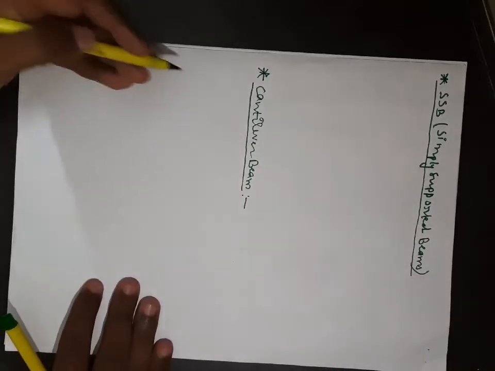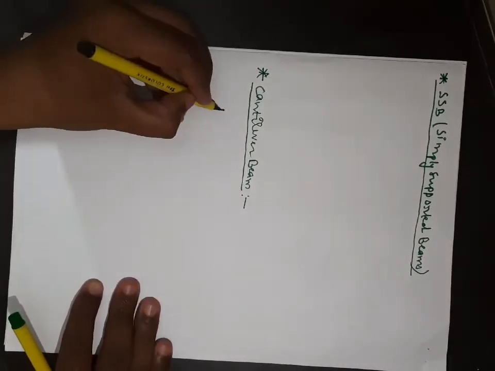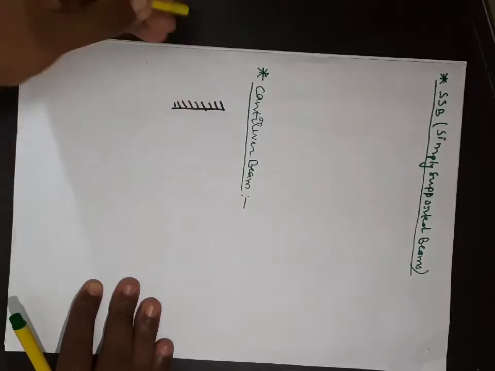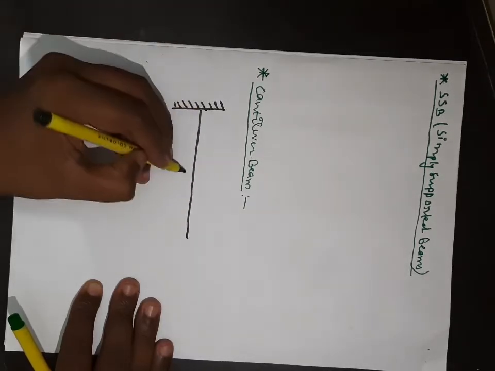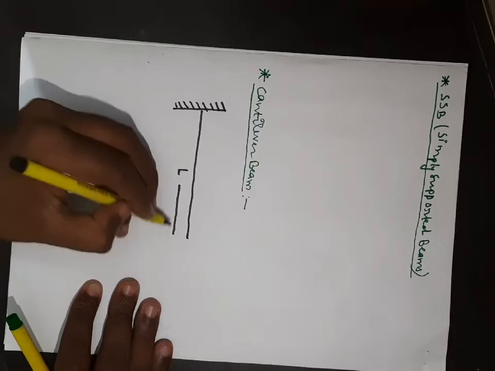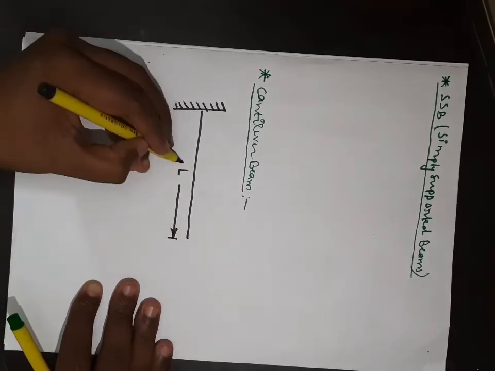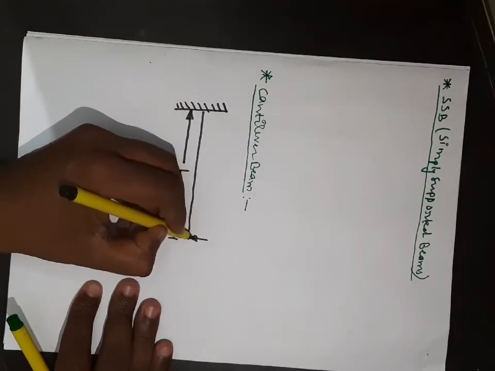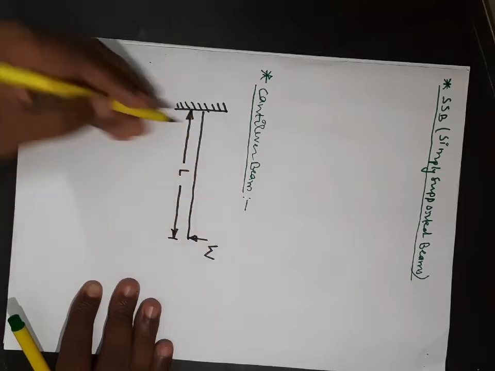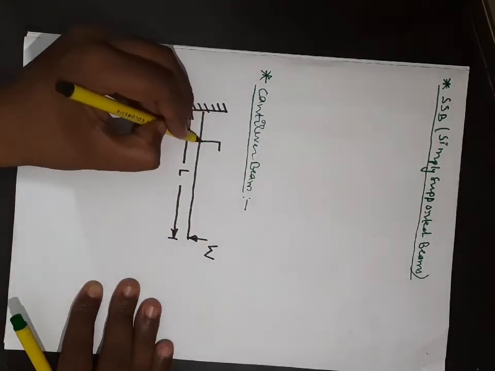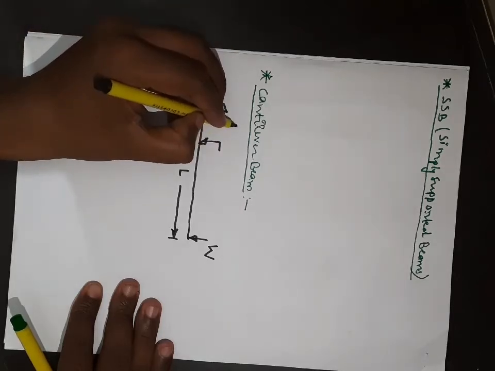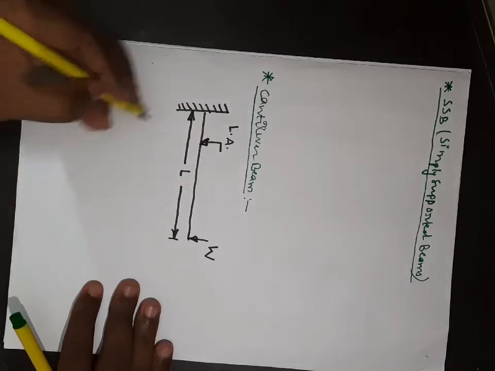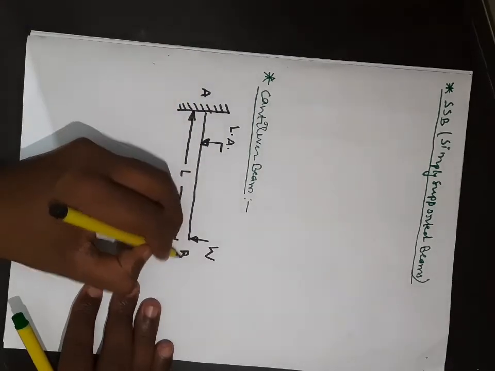First I am discussing the cantilever beam. Suppose this is our cantilever beam of length L, subjected to a point load at its free end. I am assuming the magnitude of the load is capital W. This line is representing our longitudinal axis. I am assuming this is point A, this is point B.